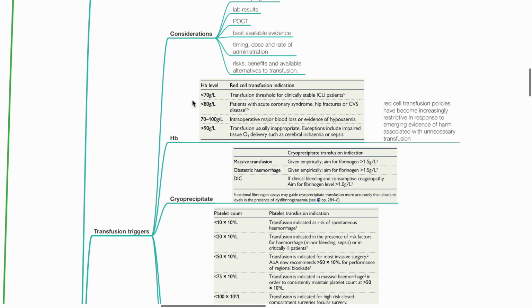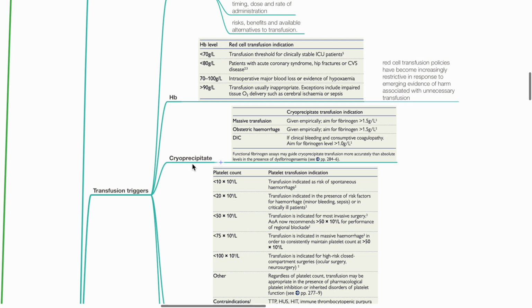HB level of less than 70 grams per liter is the transfusion threshold for clinically stable ICU patients. HB level of less than 80 grams per liter: red cell transfusion is indicated in patients with acute coronary syndrome, hip fractures, or CVS disease. At a HB level of 70 to 100 grams per liter, RBC transfusion is indicated in intraoperative major blood loss or evidence of hypoxemia. When HB is more than 90 grams per liter, transfusion is usually inappropriate. Exceptions include impaired tissue oxygen delivery, such as cerebral ischemia.